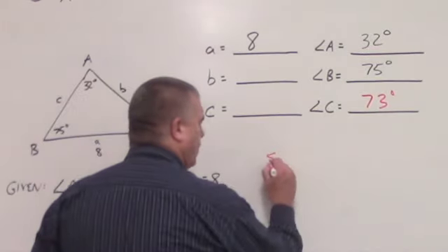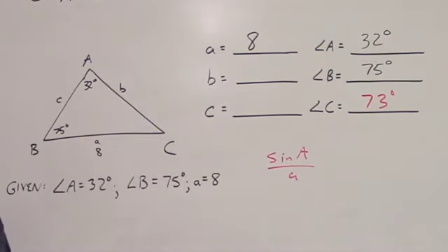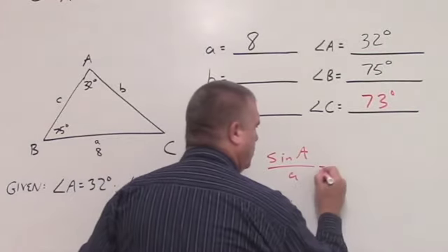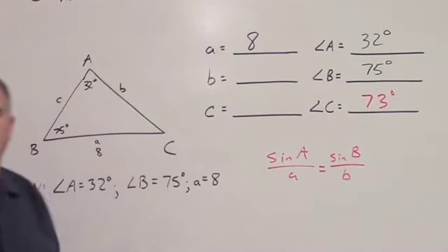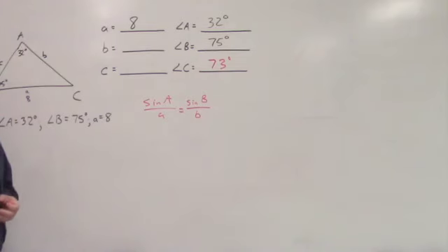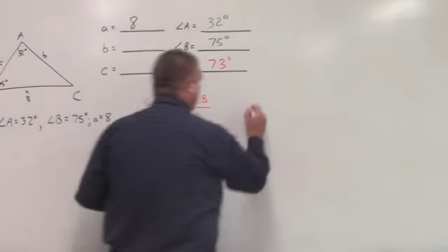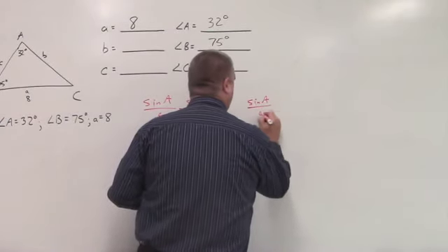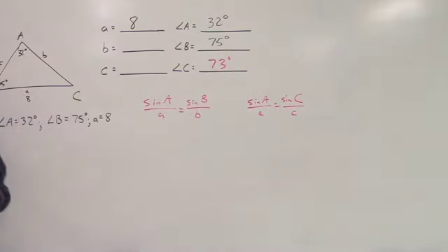Because I know that the sine of angle A over A, I have that entire value right now. I can fill out that entire fraction. And that's going to be equal to the sine of angle B over B. That's the first one I'm going to start with. And then I also know later on I'm going to be able to find side C in exactly the same way. So I can also set that one up: sine of angle A over A equals sine of angle C over C. I'm going to write that over there just to show you that this is going to be a very consistent way of doing this problem.